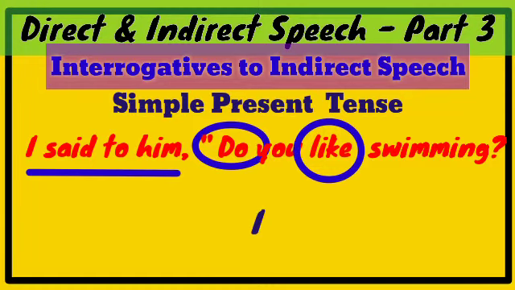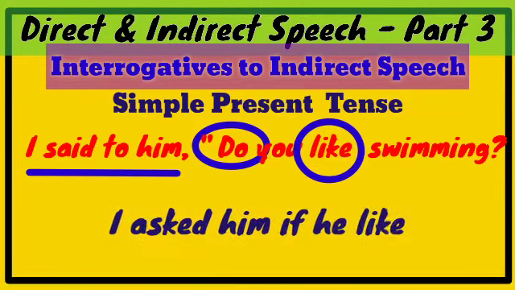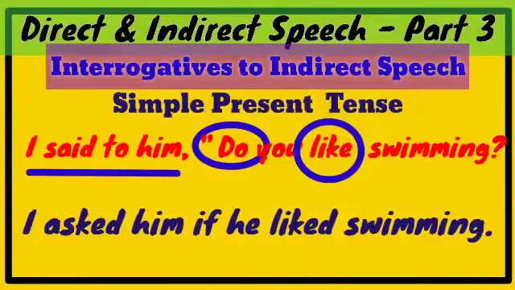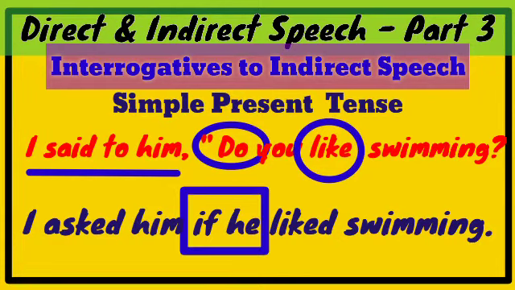So the answer will be: I asked him if he liked swimming. Remember, we have used if because it is a yes or no question, and soon after we have used the subject because we have to make it a statement. Liked, he liked, subject plus V2. It is the simple past tense formula.